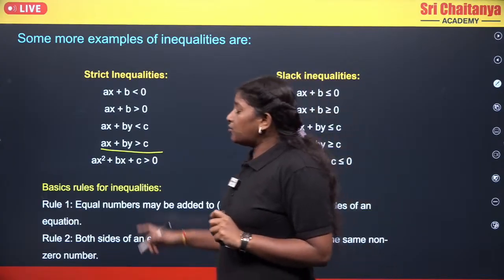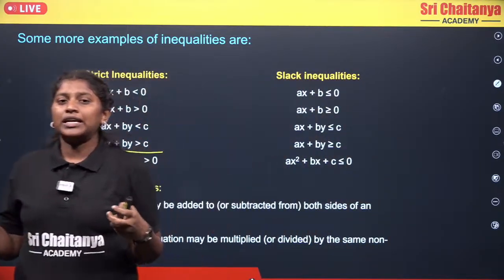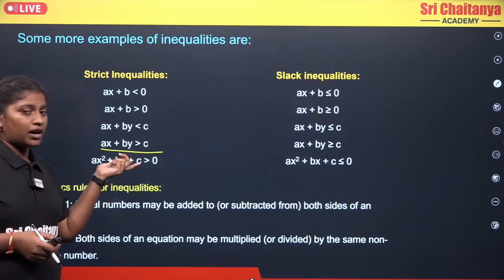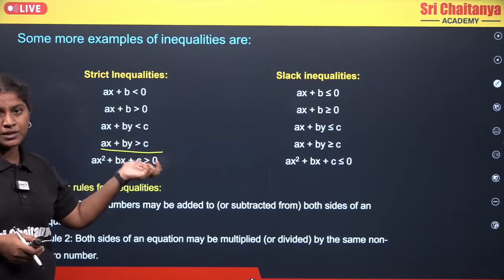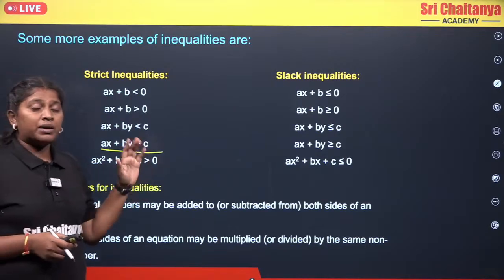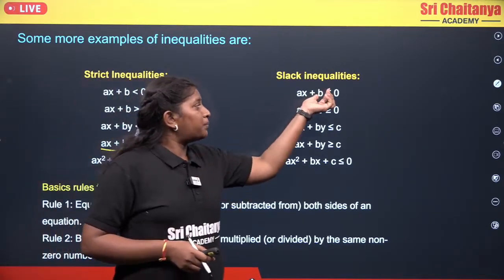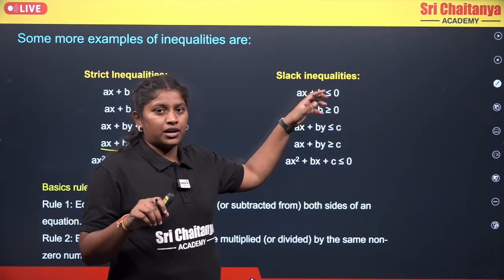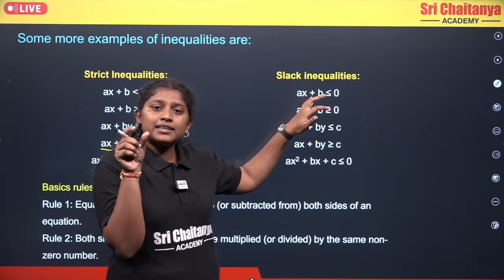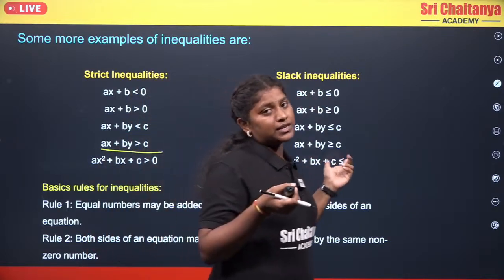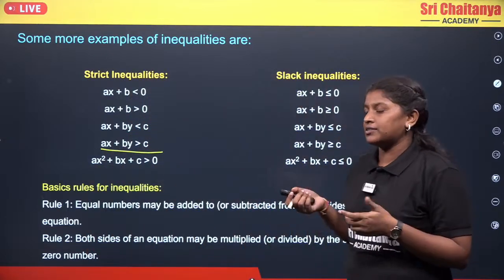Okay, so now we can give inequalities for quadratic polynomials also, like ax square plus bx plus c is greater than 0 or less than 0. But coming to the slack inequalities, we will have the less than or equal to sign. Understood? Along with less than or greater than, if we have the equal to, then we will consider them as slack inequalities.